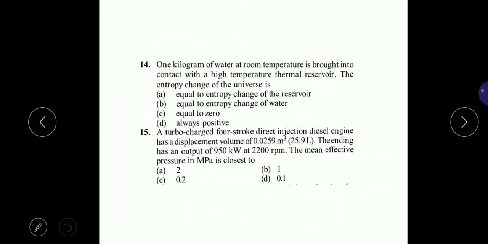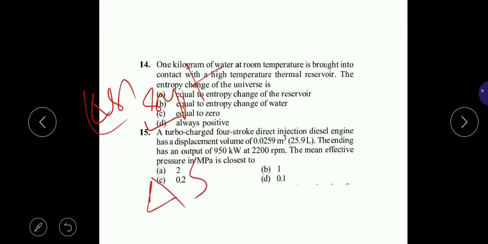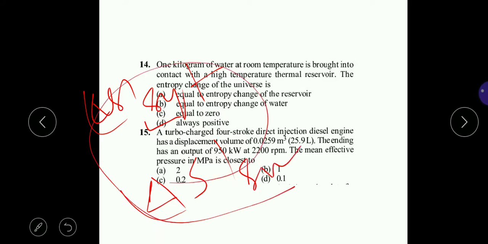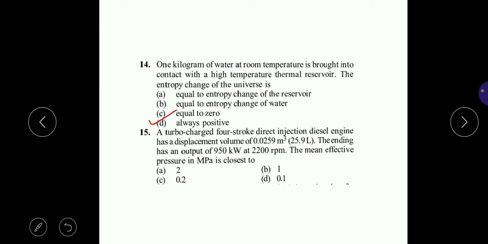Next, 1 kilogram of water at room temperature is brought into contact with a high temperature thermal reservoir. So the entropy change of the universe will always be positive, we can say. So the entropy change of the universe will be del S system plus del S surrounding. So the entropy of the universe will always be increasing. Okay, so here option D will be correct.